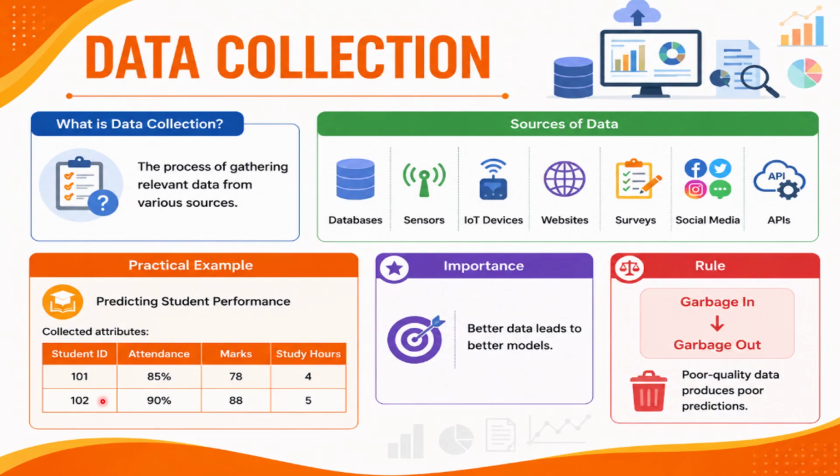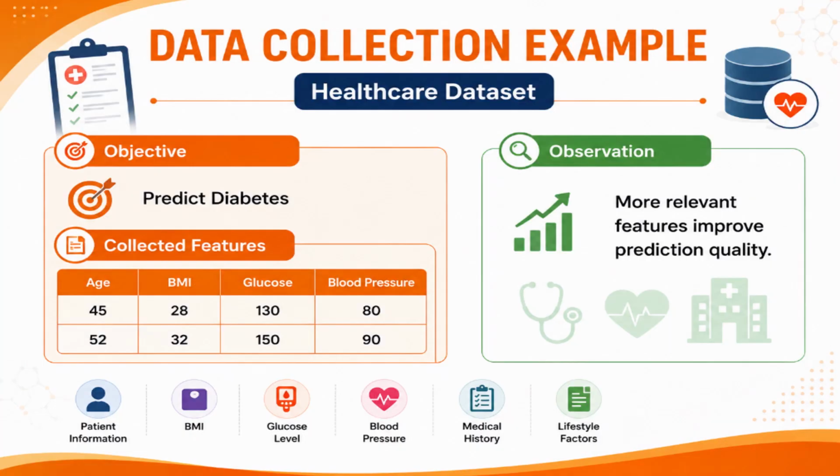So the main important feature is you can predict student marks. Here in this example, the student ID is 101, attendance is 85% and marks are 78, and you can see the study hours are 4. Similarly, if the student is studying 4 hours, 5 hours, then whether he will pass or fail.